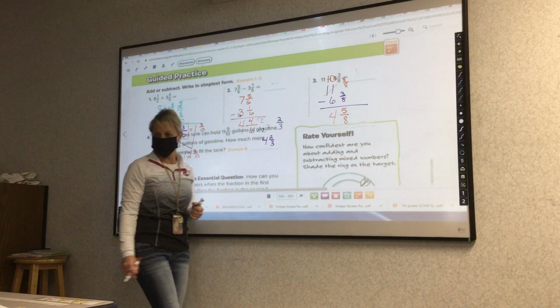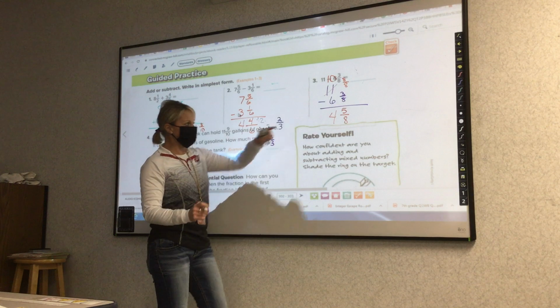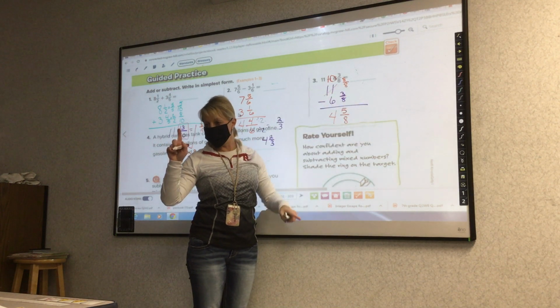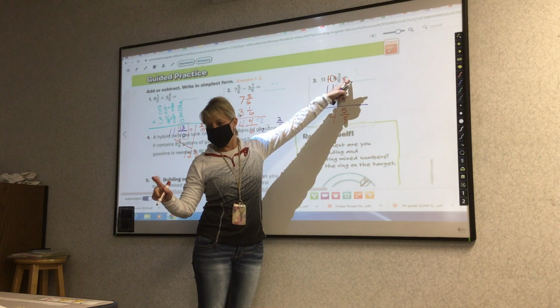Okay, so how did you get 8/8 again? Is it because of the denominator? Yes, whatever the denominator is, you use as the denominator. And if you want it to equal a whole, you always use the same number on top, because that would be 1.